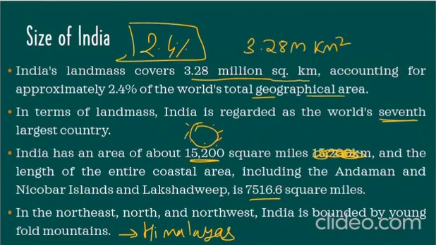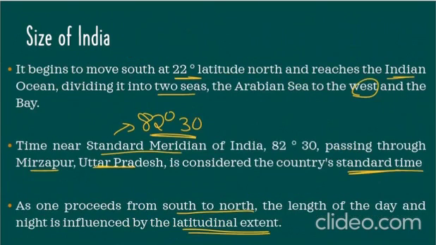Now, India's landmass is approximately 3.8 million square kilometers. It occupies 2.4% of the total world's geographical area. India is the seventh largest country. The total area is about 15,000 square miles, and the coastline is 7,516.6 square miles. And we have the Himalayas.